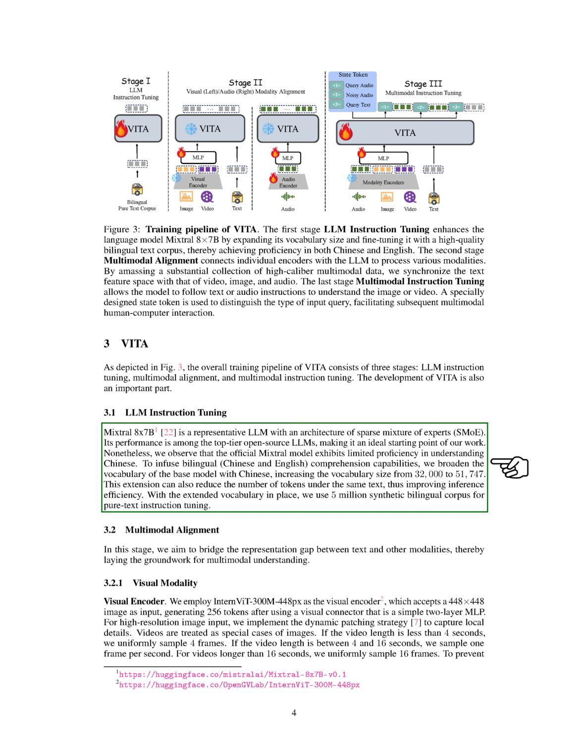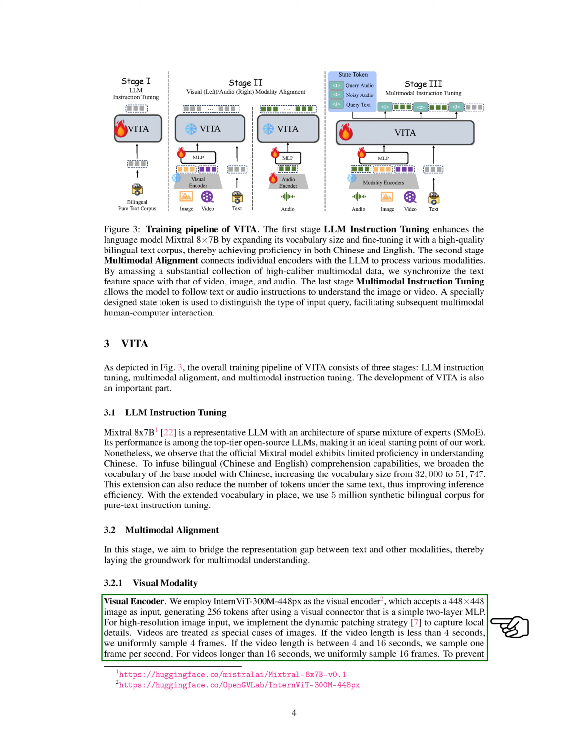Next, we focus on multimodal alignment, aiming to connect text with other types of data. For visual input, we use InternViT-300M-448px as our visual encoder, which processes images sized 448 by 448 pixels and produces 256 tokens. We apply a dynamic patching strategy for high-resolution images to capture finer details. For videos, we sample frames based on their length: 4 frames for videos shorter than 4 seconds, 1 frame per second for those between 4 and 16 seconds, and 16 frames for longer videos. We avoid dynamic patching on individual video frames to limit the number of visual tokens. During the visual alignment phase, we only train the visual connector.